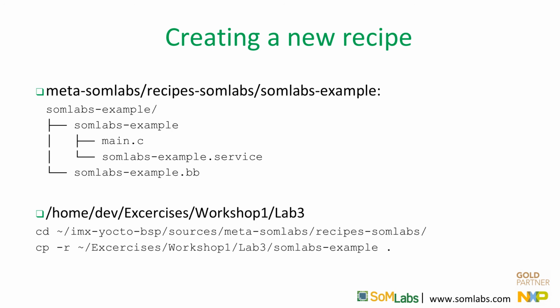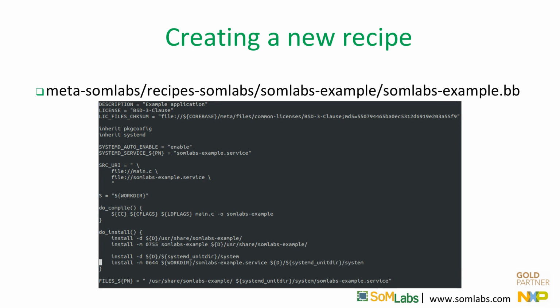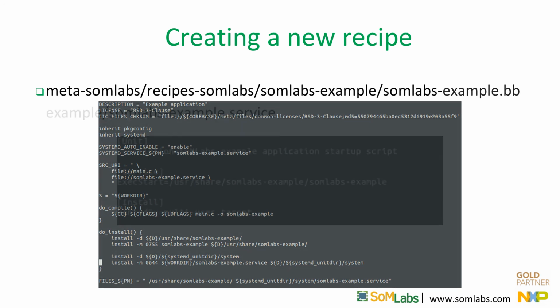We need to add a new source file, SOMLabs-example.service, to the recipe's bb file, and an entry inherit systemd to allow the addition and configuration of the startup script. And then we use the SYSTEMD_AUTO_ENABLE variable to decide whether the startup script should be enabled by default and give it a name in the SYSTEMD_SERVICE_PN variable. PN is the package name, which is of course SOMLabs-example. We also add the service file in the install procedure next to the binary file of the application.